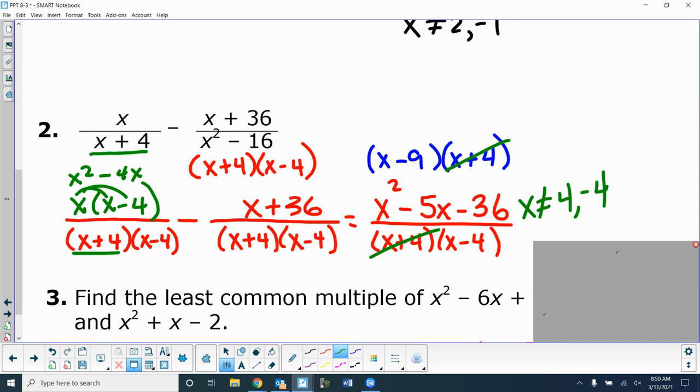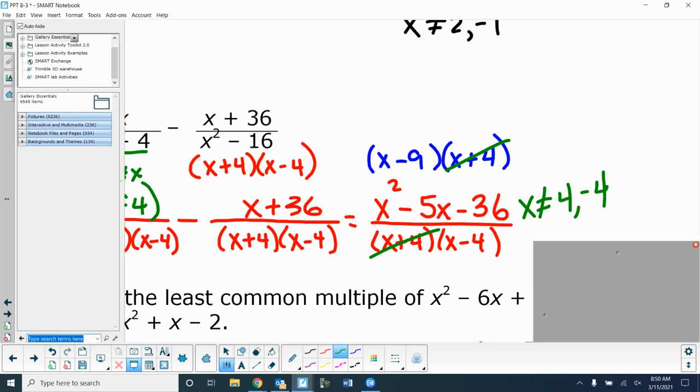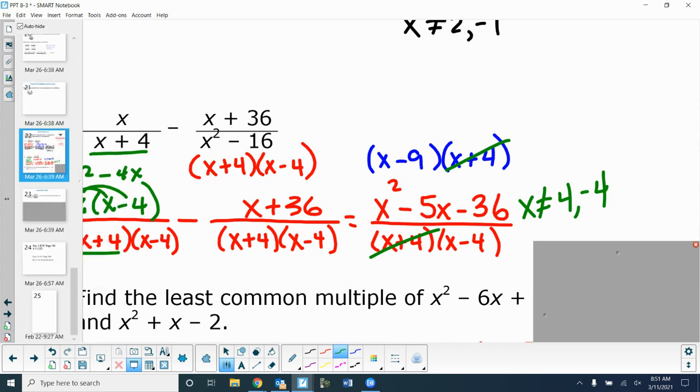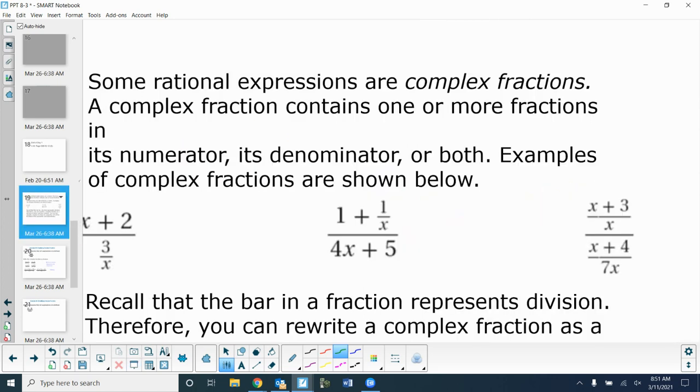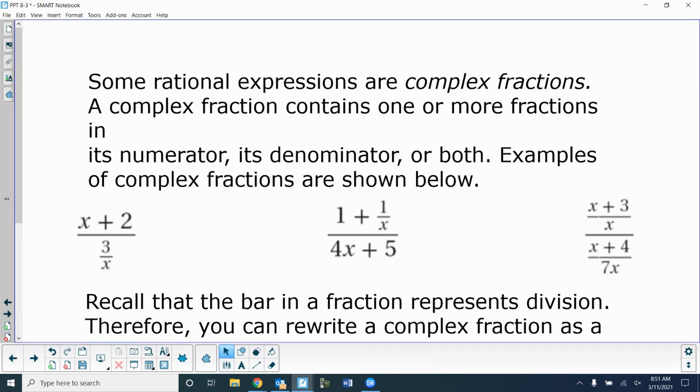Anybody need me to do any of those? Going over those two help, hopefully. Okay. No questions? We shall go back to where we left off yesterday. Okay, so we did the addition and subtraction part yesterday. Today we're doing the complex fraction part.